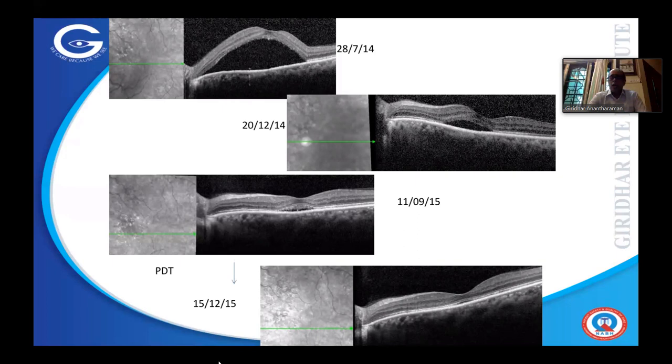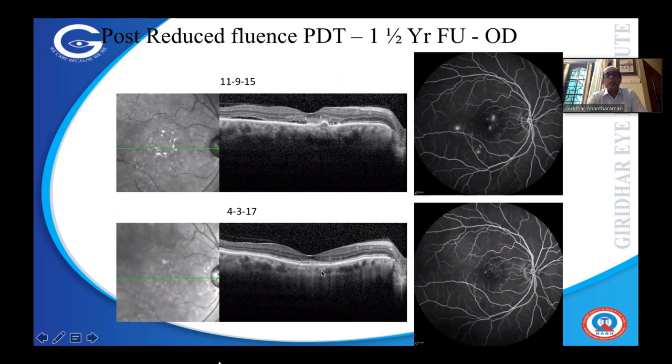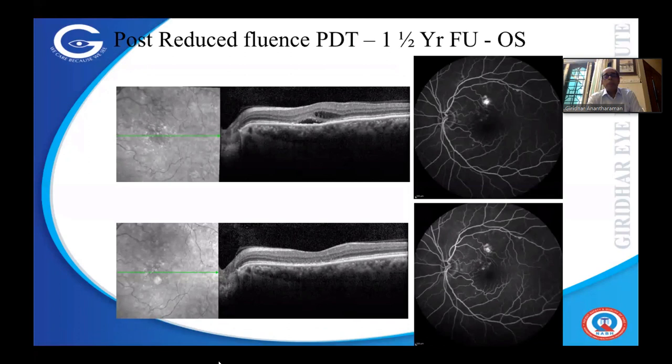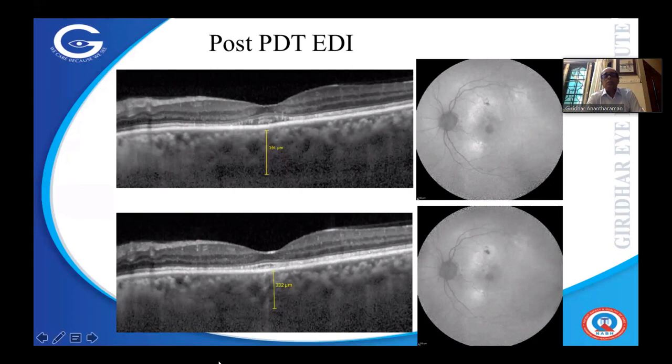Now, this patient, I have a follow-up of 5 years after the PDT treatment. She has not yet come back even with a single recurrence. This is the 1.5 year follow-up picture just to show you the resolved disease in both the eyes. One of the biggest advantages of photodynamic therapy is that the patient has got resolution of the disease and also the incidence of recurrence is very, very low. You can see here, there is complete resolution.